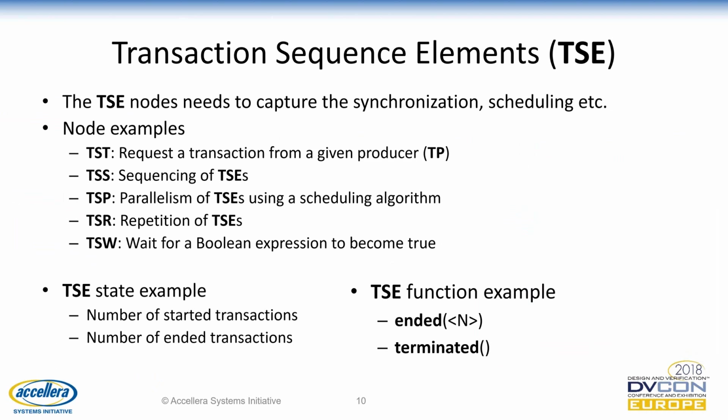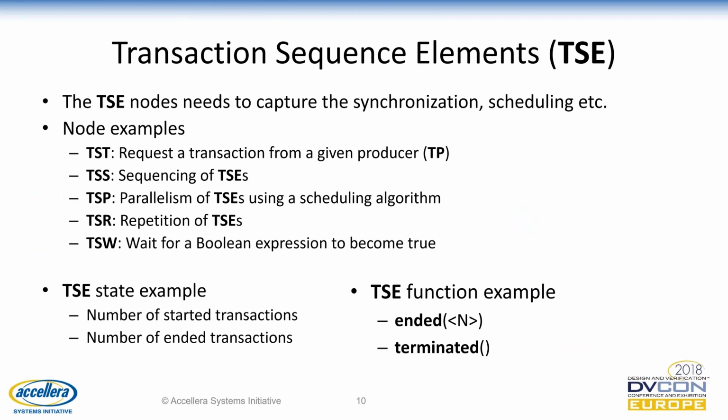You need TSP, which is the parallelism of multiple TSEs, potentially using a scheduler algorithm, so you can maybe prioritize between the parallel threads or parts of the tree. And then you also need a repetition operator, which is capable of repeating. For instance, you need to do this 4 times or 5 times and so forth. The last one is also important. The TSW: you can actually wait for a Boolean expression to become true. So this is where your evaluation of a certain branch in this tree can actually wait for something else.